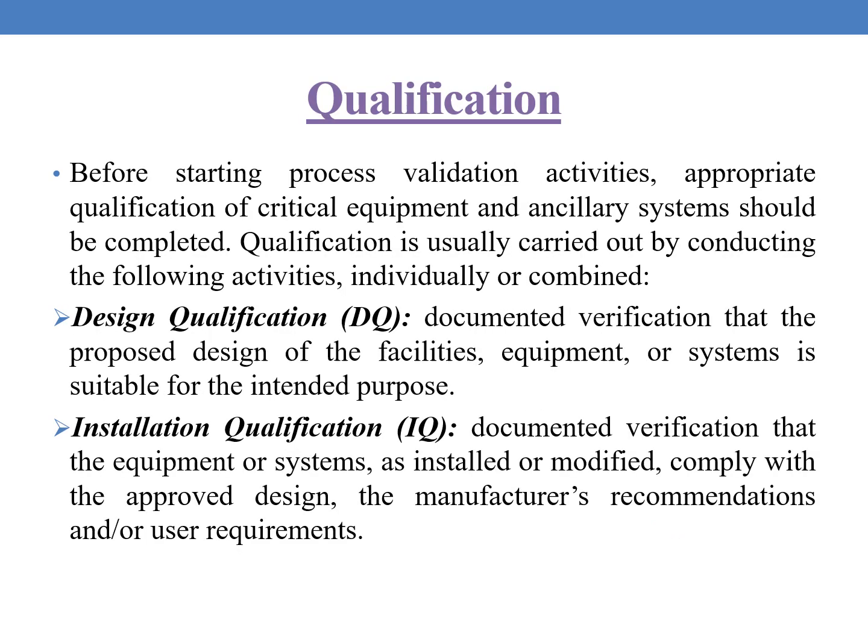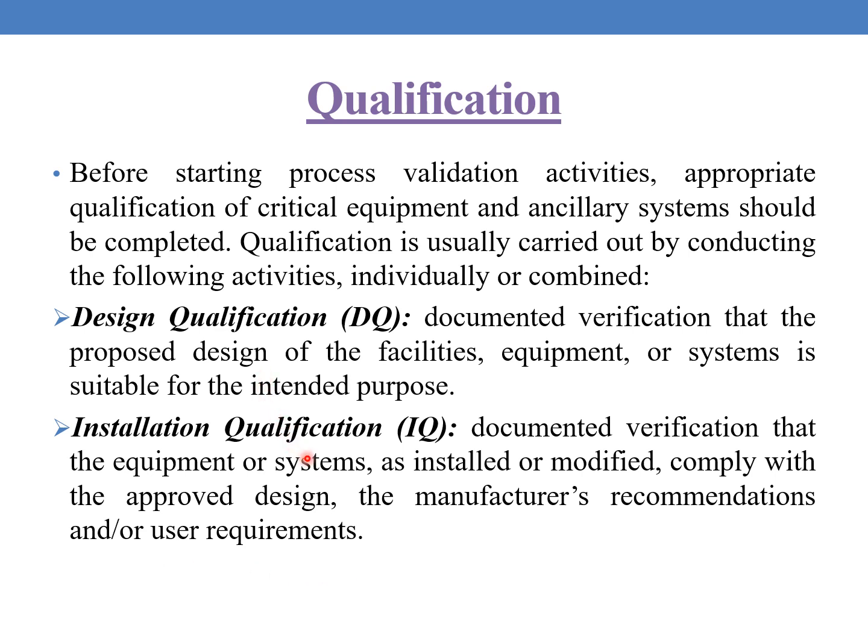Coming to qualification. Before starting process validation activities, appropriate qualification of critical equipment and ancillary systems should be completed. Qualification is usually carried out by conducting the following activities individually or combined. Design qualification: documented verification that the proposed design of the facilities, equipment or systems is suitable for the intended purpose. Next is installation qualification: documented verification that the equipment or systems, as installed or modified, comply with the approved design, manufacturer's recommendation and/or user's requirement.